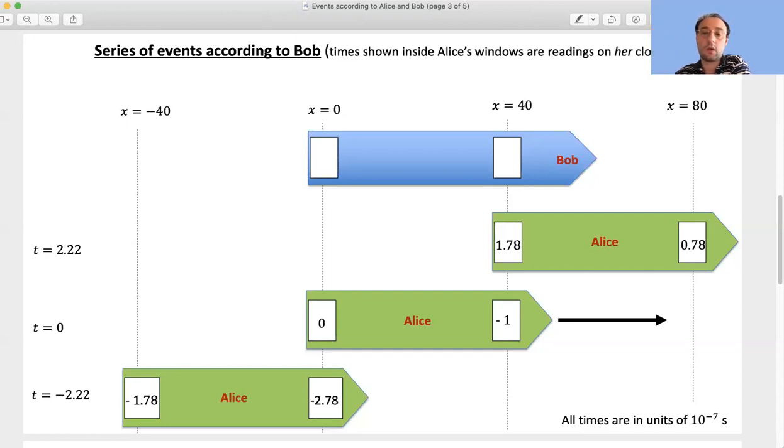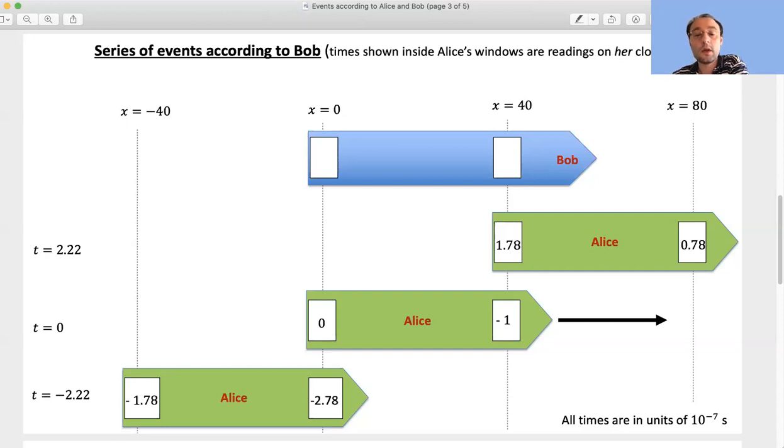But what is the time in Alice's window? And there are two ways to do that. First, we can use length contraction to find the position of Bob's window, x equals 40. And then now that we know x and t in Bob's frame, we can find t prime in Alice's frame. We can also find x prime in Alice's frame, and it better be 0. And you can check all that.